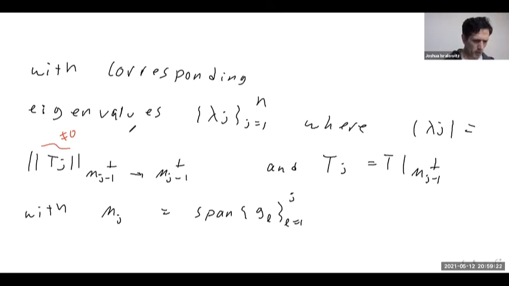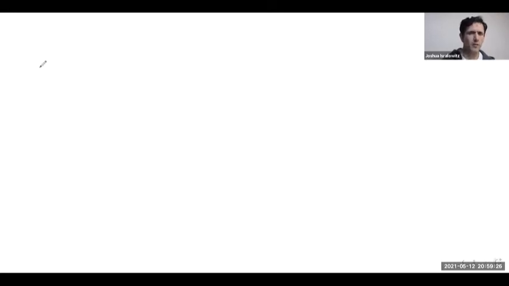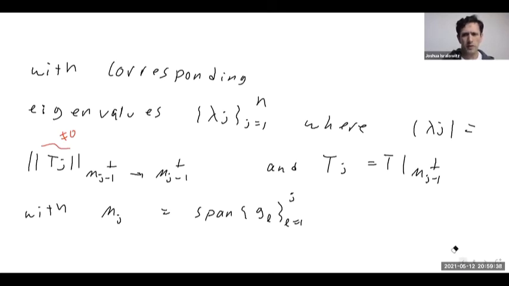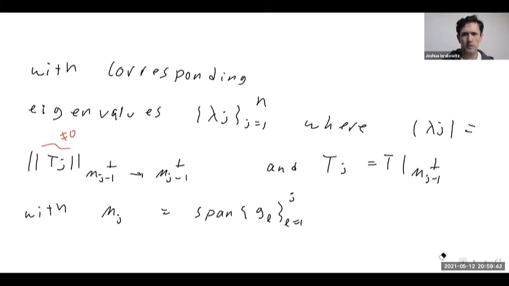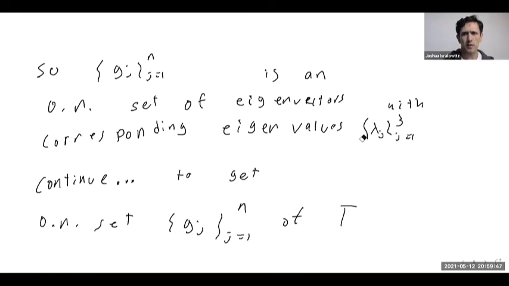So we have two cases. I'll just quickly go over this one last time, kind of what to do. So this is an orthonormal set of eigenvectors of T.